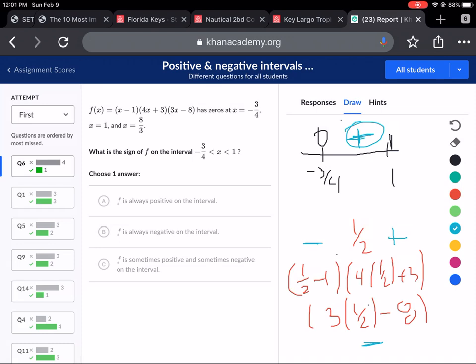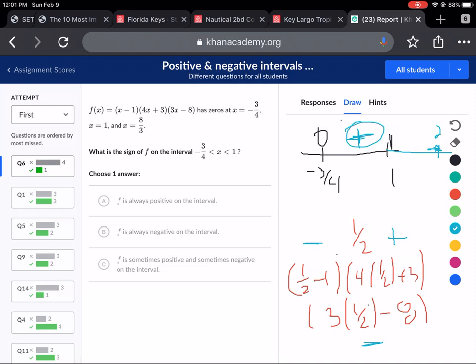I'm pausing because I better double check that, because the other 0 is 8/3. Well, 8/3 is 8 divided by 3, it's a little bit more than 2. So yeah, that's over here. They could trick you and have that other 0 in between there. So that's basically how you do it.